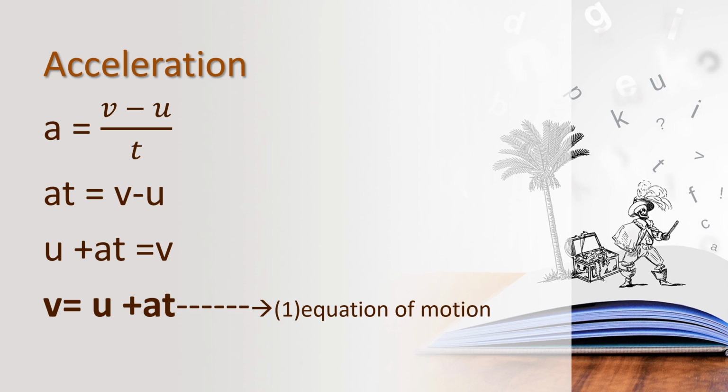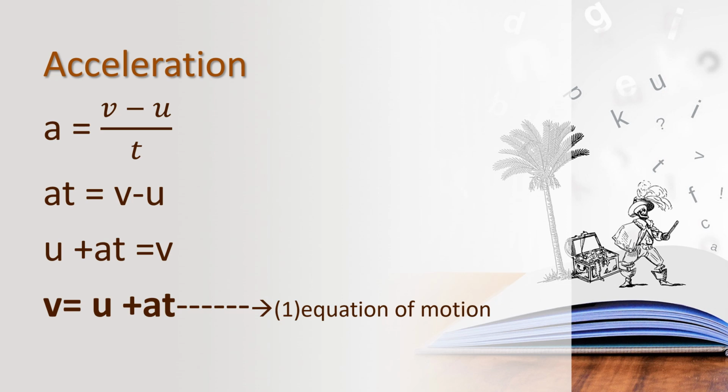We had simply used the formula for acceleration. What is the formula for acceleration? a equal to (v minus u) upon t. Is it? So first of all we are cross multiplying, so we get at equal to v minus u. And then we are adding u on both sides, so we get u plus at equal to v. Okay, children, can you all understand? So we got the equation of motion, that is v equal to u plus at. This is the equation of motion.